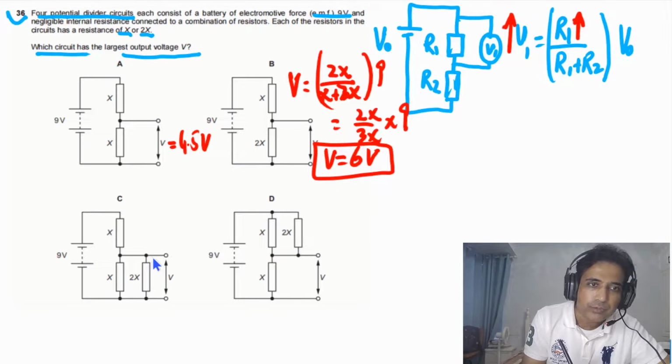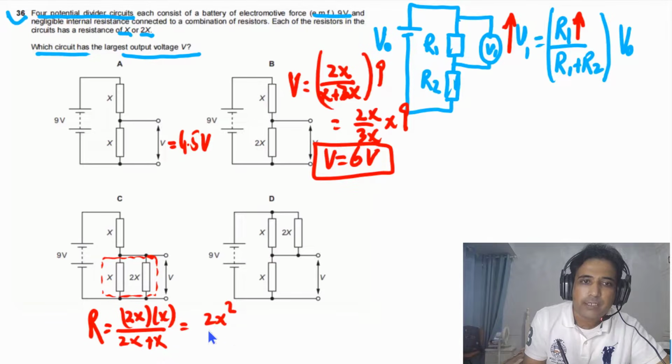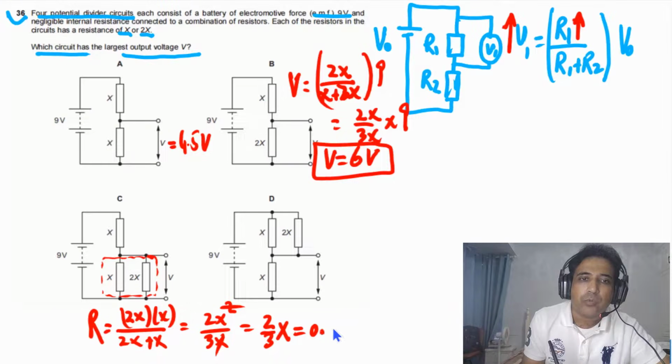If we look at the total resistance of these two resistors, we can calculate it. We can say R in this case will be equal to 2X times X divided by 2X plus X. So here we will get 2X squared on top and 3X below. So we can cancel one X, and we are left with 2X over 3, or we can say this is about 0.66X.